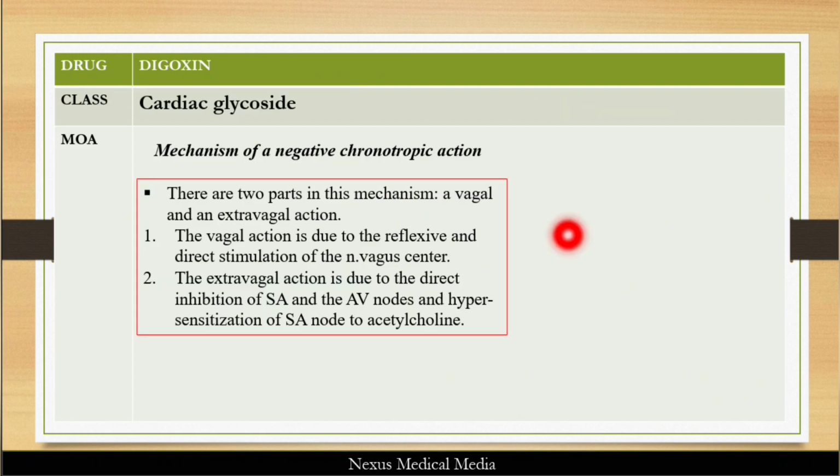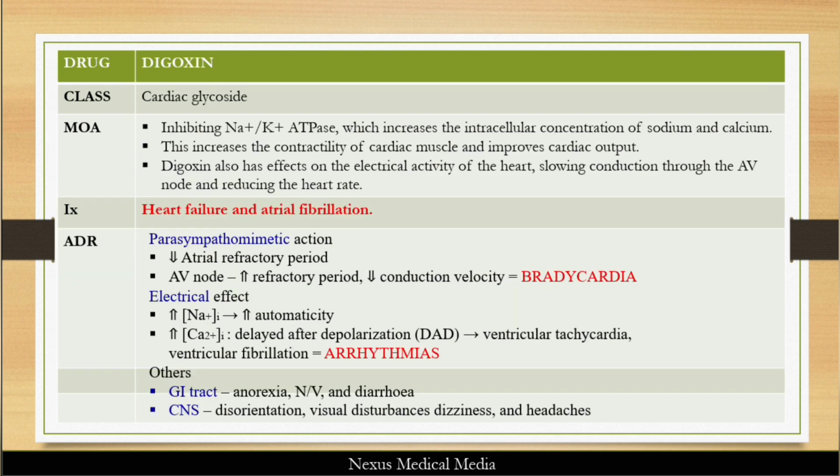For negative chronotropic, there are two parts in this mechanism. There is vagal and extravagal. Vagal action is due to reflexive and direct stimulation of the vagus nerve center, and the extravagal action is due to direct inhibition of the SA node and the AV node, and hypersensitization of the SA node to acetylcholine, right? So you know acetylcholine is parasympathetic, so this will decrease the heart rate, right?